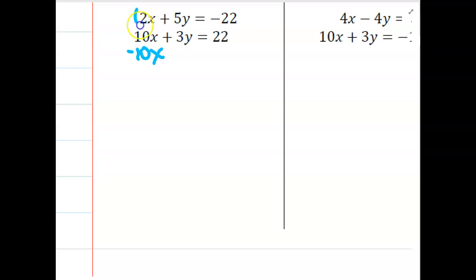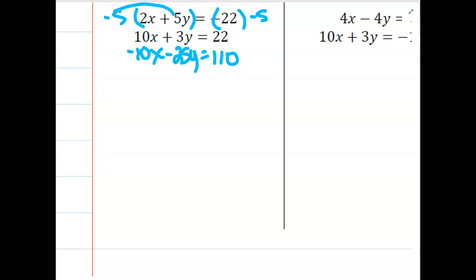Now, this is still an equation. There's still rules. So I can't just multiply one thing by -5. I'm going to have to multiply both sides of the equation by -5, which just means I'm going to multiply everything by -5. So the -5 times 2x, there's my -10x. You have to take -5 times 5y, which gives you -25y. And then you have to take -22 times -5, which gives you a positive 110.